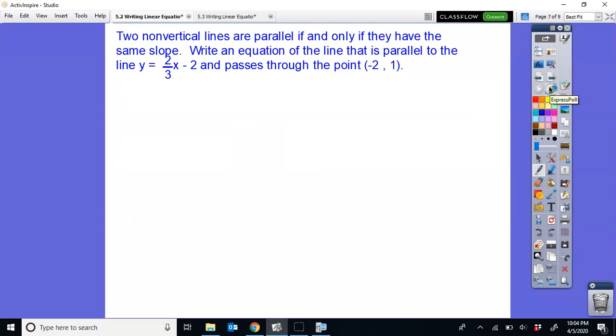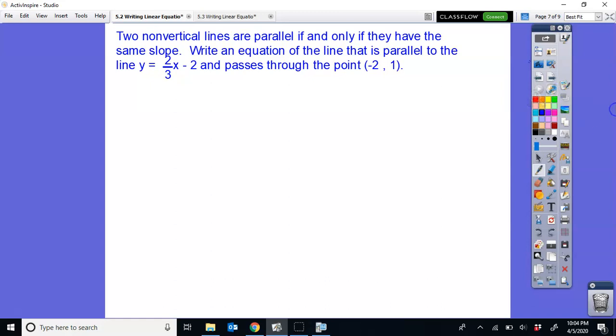So something you need to remember, something we talked about earlier in the chapters when we talked about slope, is that if you have two lines that are parallel, they have to have the same slope. So this question says, write an equation of the line that is parallel to the line y equals 2/3 x minus 2 and passes through the point negative 2, 1.